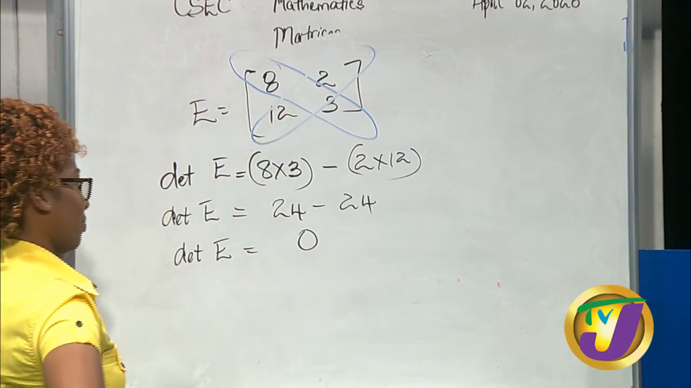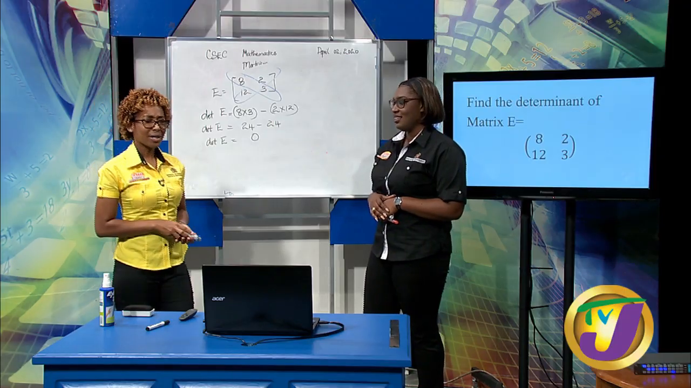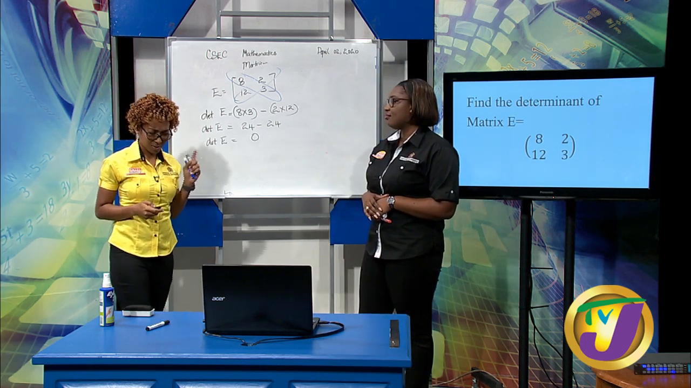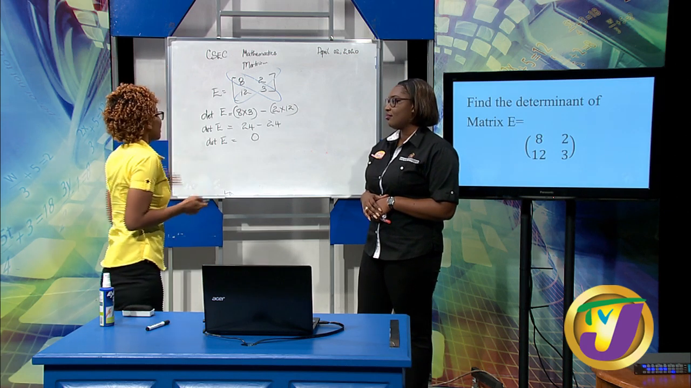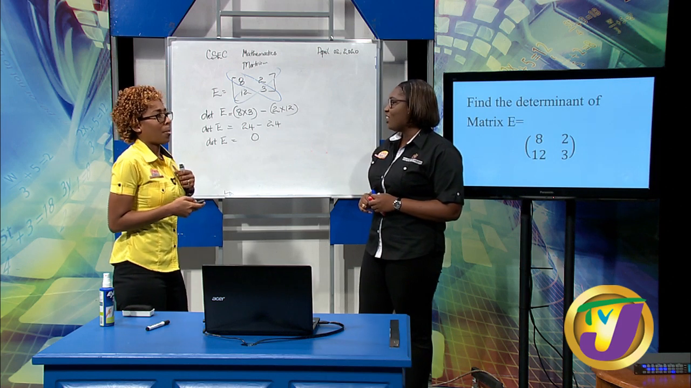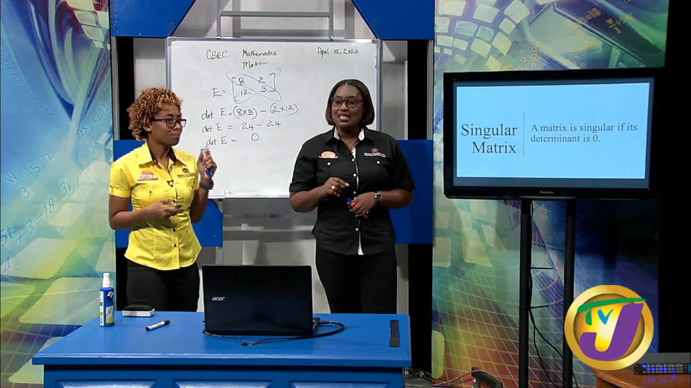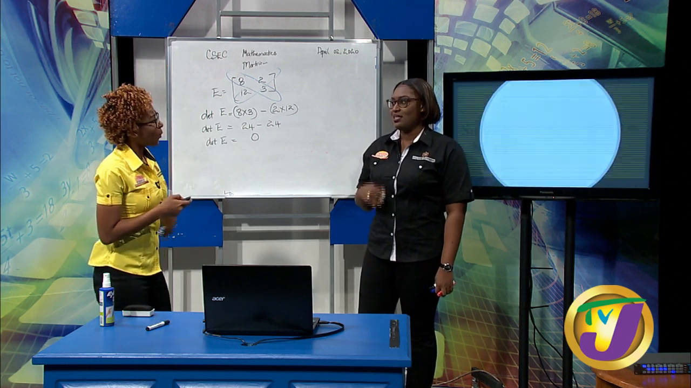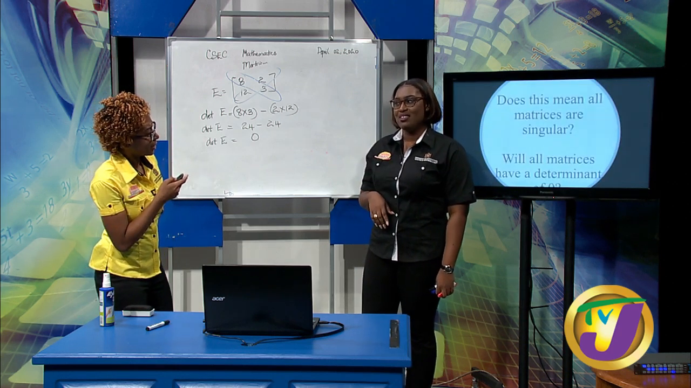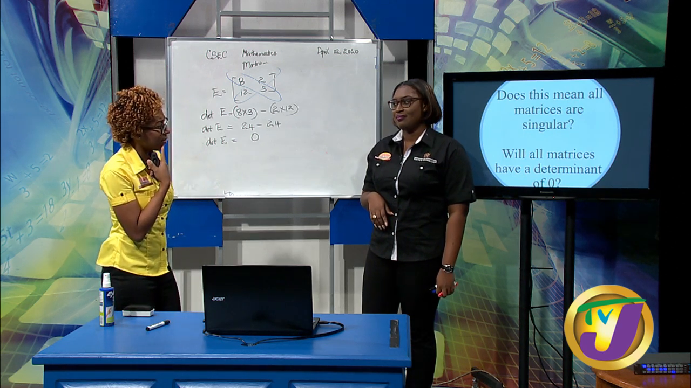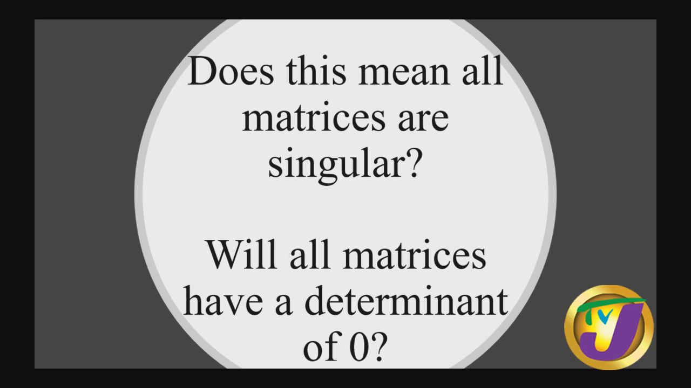I wonder if all the determinants are going to be 0, you think? I'm wondering the same thing, but if this determinant is 0, is there a special name for this type of matrix? Yes, there's a special name. I think you call these a singular matrix. Singular matrices have a determinant that is 0. That's true. But are all of them going to have a determinant of 0? And are all matrices singular? So let's take a look and find out.